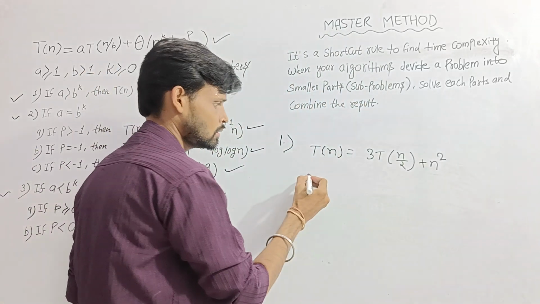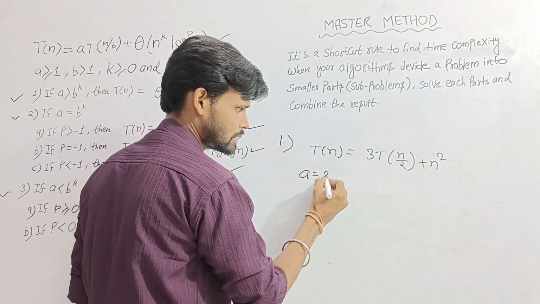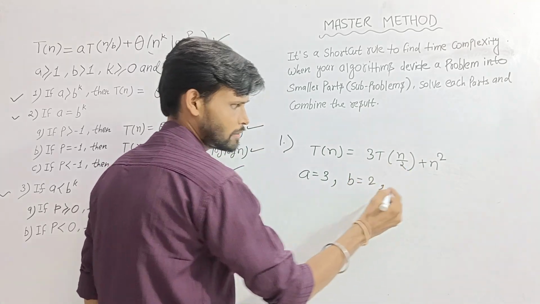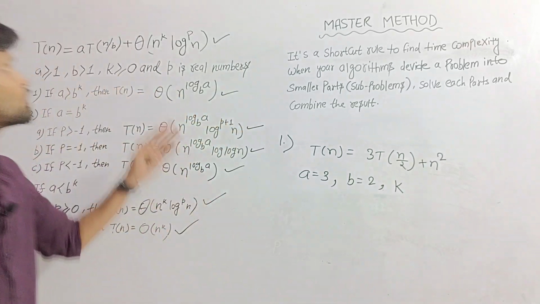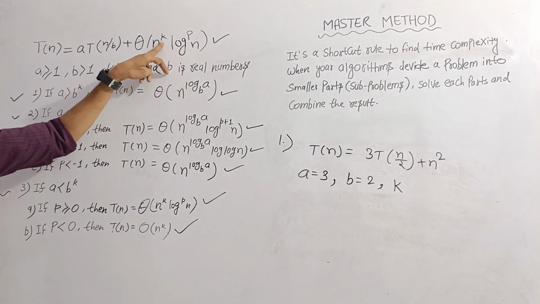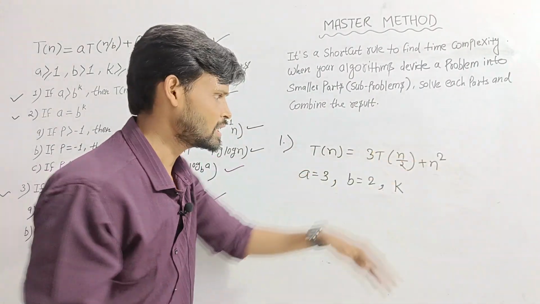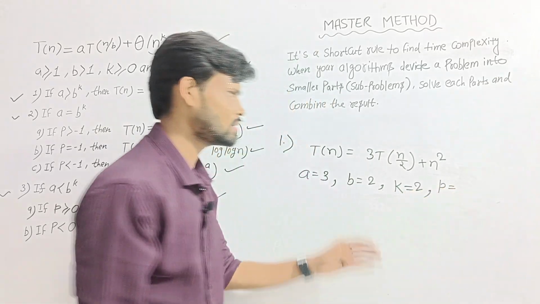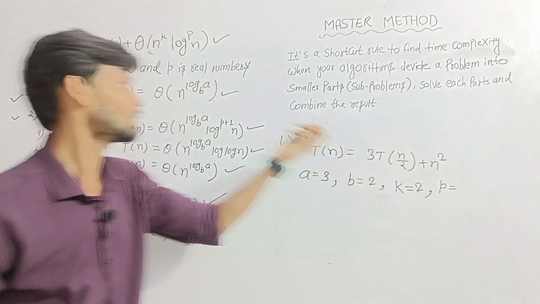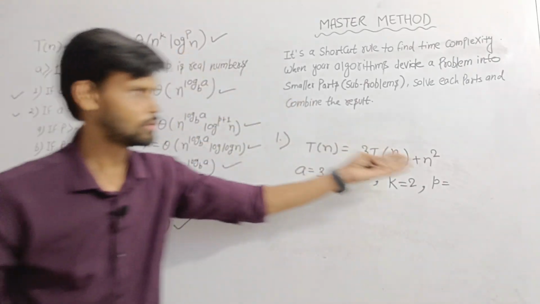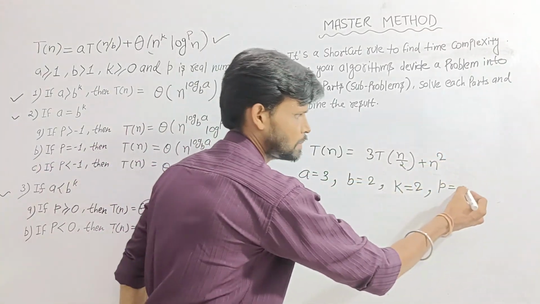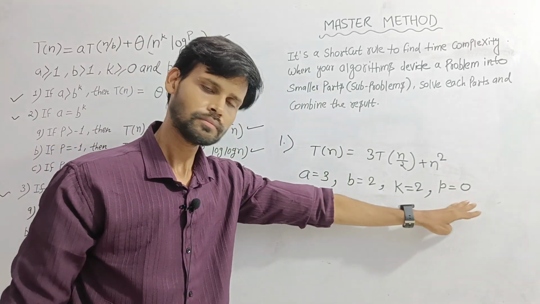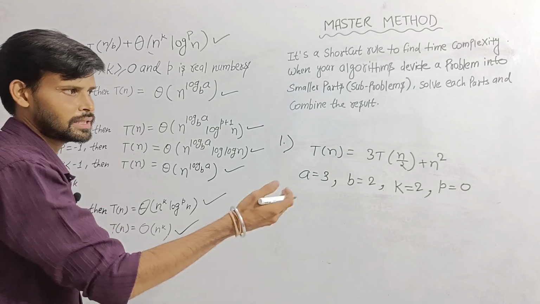So what is the value of a? That is 3 in this case. What is the value of b? That is 2. What is the value of k? Here you can see n power k, n power 2, so k is 2. And what is the value of p? Here you can see there is no log power p n. There is no log power p n, so the value of p is 0. So we have found the parameters a, b, k and p.